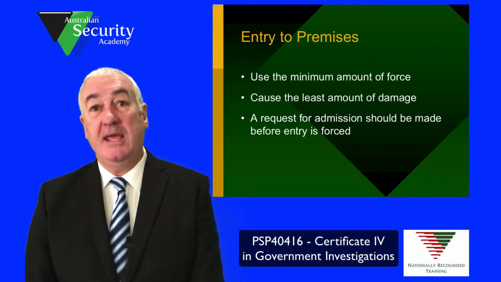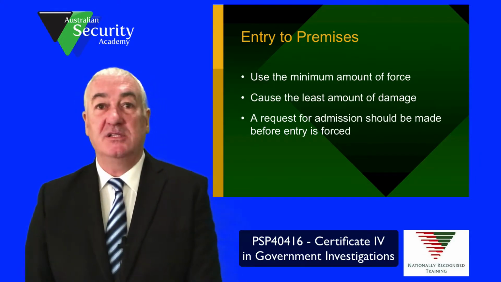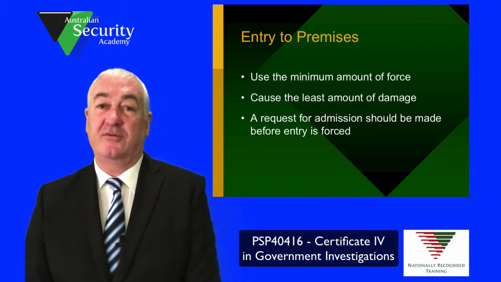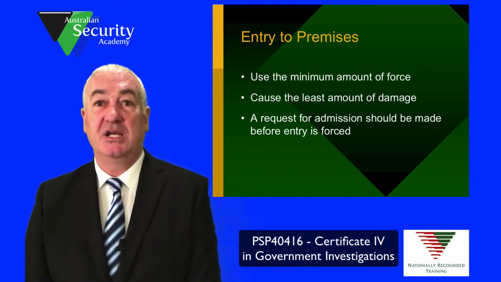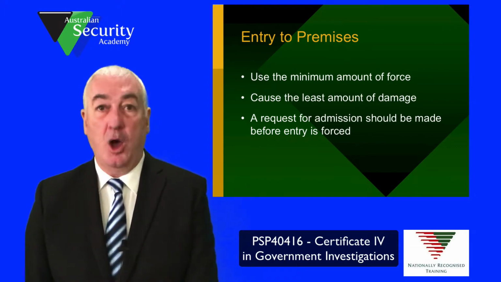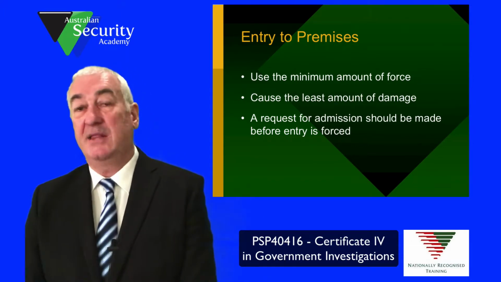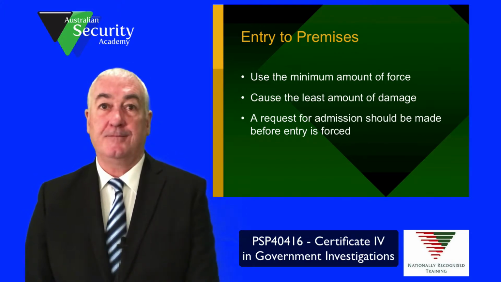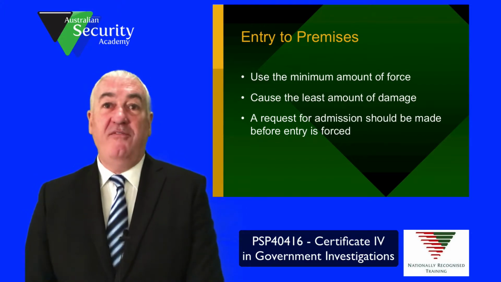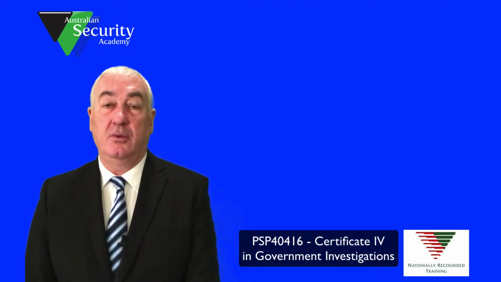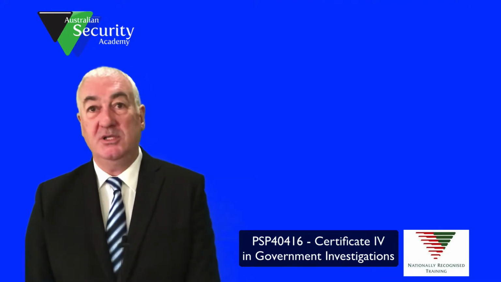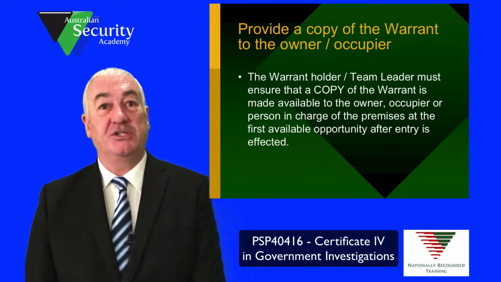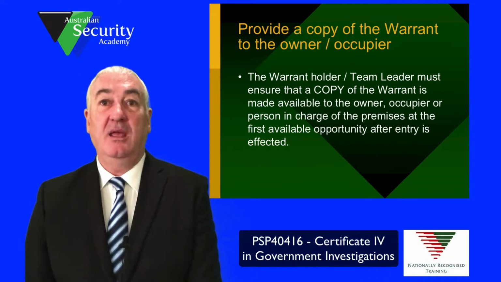The easiest way, coming back to when you arrive at the premises, is to make a request for admission, make a request from the owner, occupier, person in charge for them to cooperate and open the door, the gate, the lock, the filing cabinet that you want to have a look in. When you arrive and you introduce yourself and explain your purpose, you should hand the owner, occupier or person in charge a copy of the warrant.